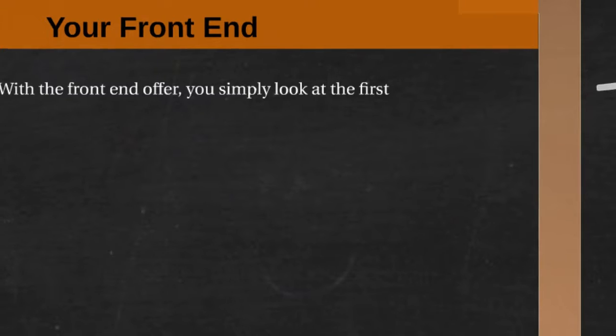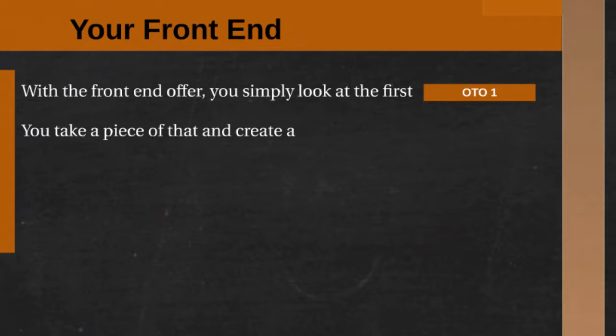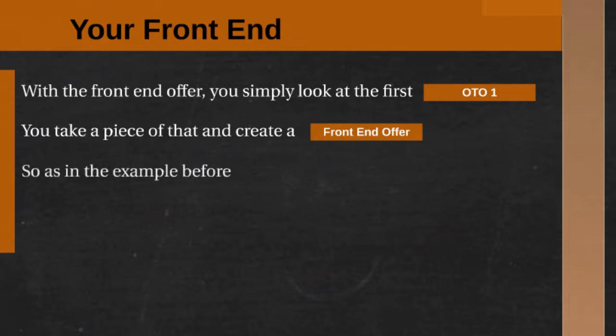So with the front end offer, you simply look at the first one-time offer and you grab a piece of that. And when I say grab a piece of that, I mean really just grab some tips, grab some content, and then you create the front end offer. Now the front end offer could be elaborated upon and expanded upon. You can add things to it and things like that.